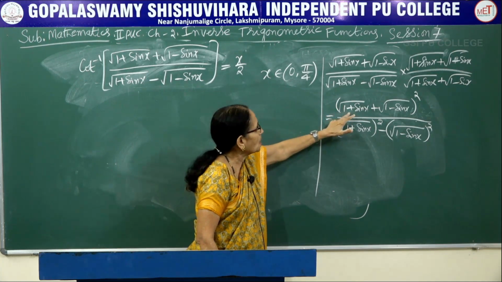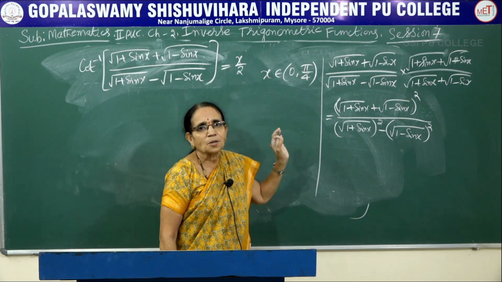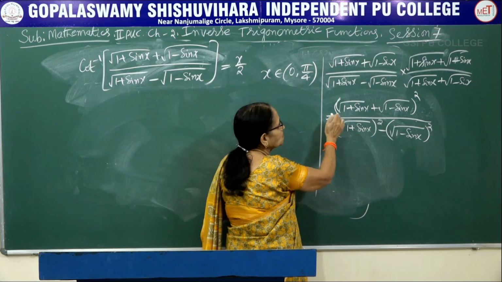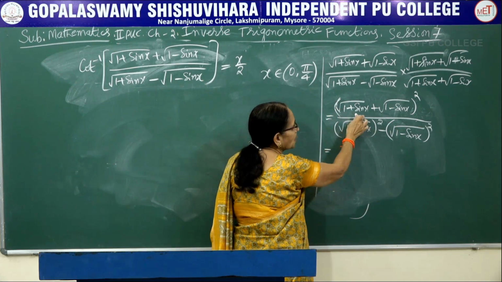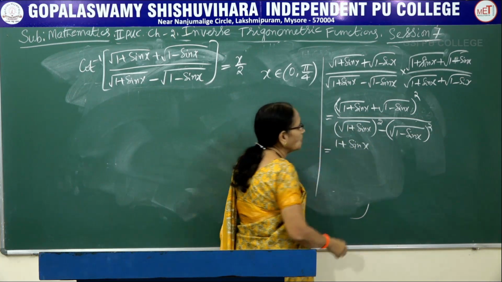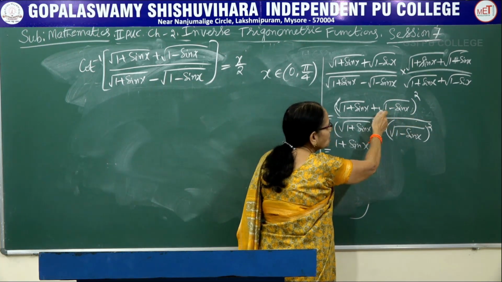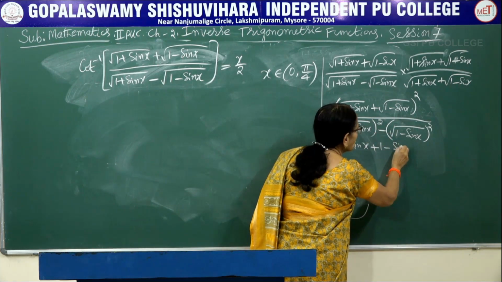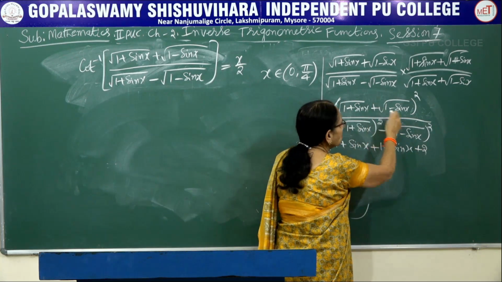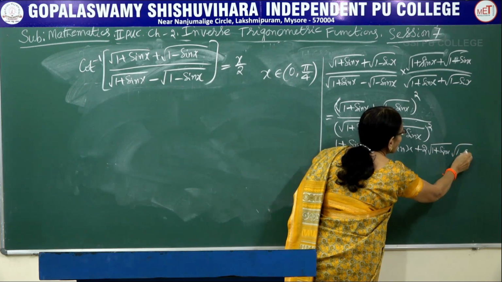Now numerator is a plus b the whole square. What is the expansion of a plus b whole square? A square plus b square plus 2 into a into b. Let me use that one. A square means root of 1 plus sin x. When you take root and square, the root and square get cancelled, it becomes 1 plus sin x. Again, root of 1 minus sin x the whole square. Taking root and squaring, we get the original function, that is 1 minus sin x, plus 2 into a into b. Here the root remains as it is. Afterwards we will simplify that one.